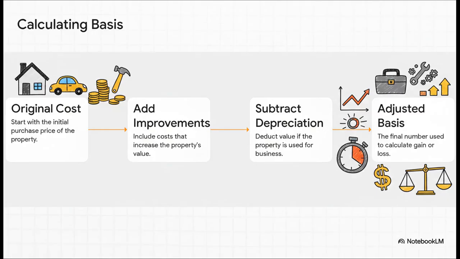And figuring it out is usually pretty simple. You start with what you paid for it, you add in the cost of any major upgrades that made it more valuable, and if it's a business asset, you subtract any depreciation you've claimed. What you're left with is your adjusted basis. That's the magic number when it's time to sell.